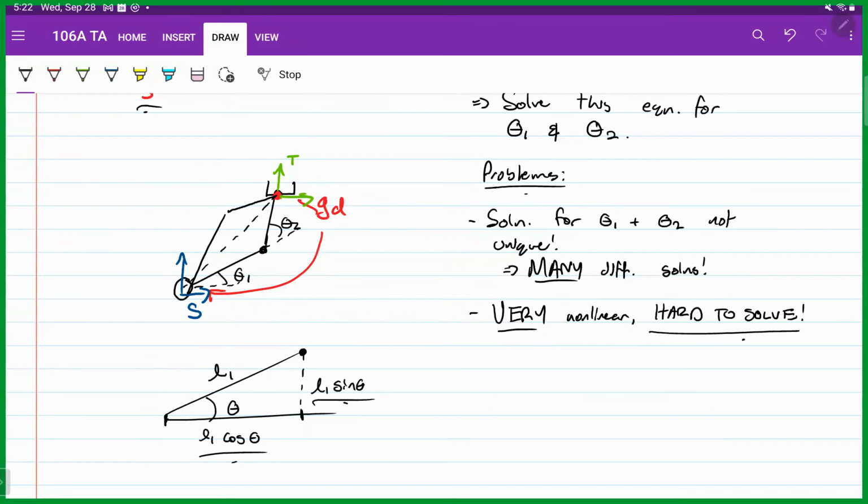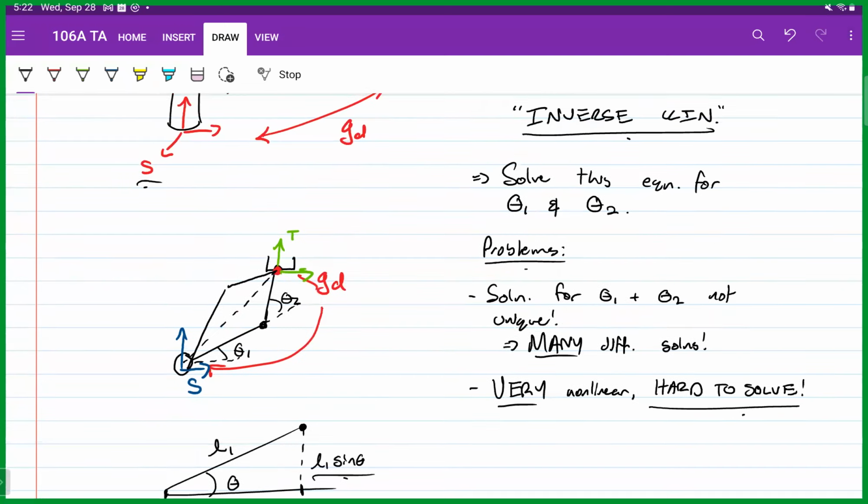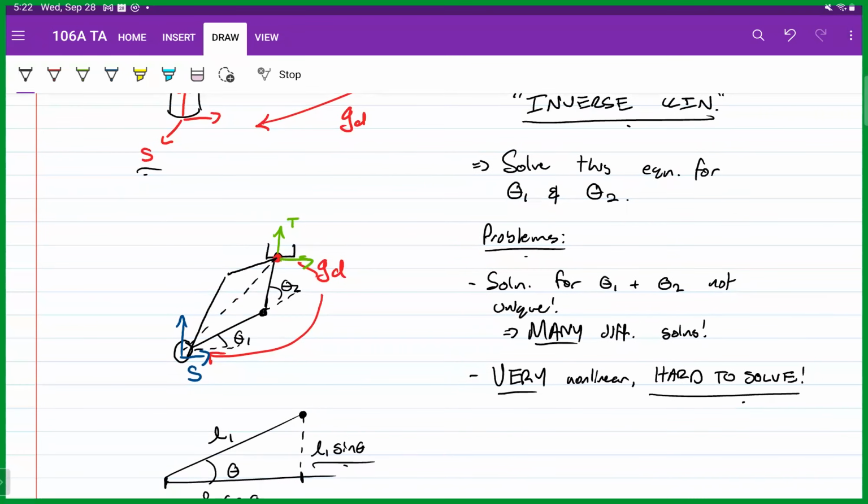Okay, so what we need to do is figure out a way in general to solve these really hard nonlinear equations for these angles θ1 and θ2 for any orientation out there. It's kind of a tall order when you just say it like that, but it's what we want to do, and it's what we're going to do. So it's going to be pretty cool.